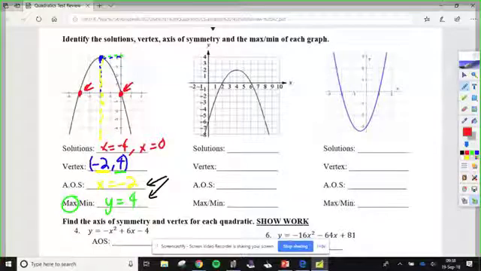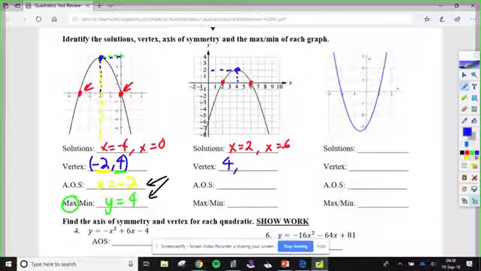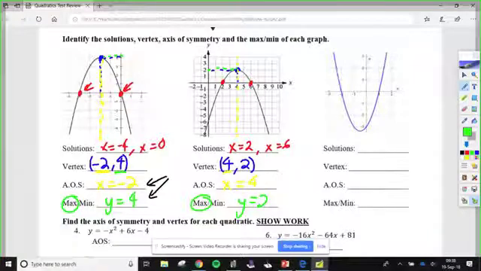Solutions on the second part: solutions again are the x-intercepts. You can see it crosses here at 2 and at 6. Our vertex is the turning point, the very top or bottom of our parabola. In this case, it's at x equals 4 and y equals 2. So the vertex is the point (4, 2). Our axis of symmetry is the line that goes right through the middle, and as you can see, it's right at x equals 4. It's always the same as the x value of our vertex. And our max, because it's the highest point here, is y equals 2. Again, these two should be the x and y of our vertex.